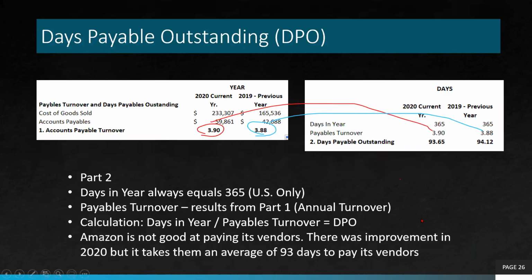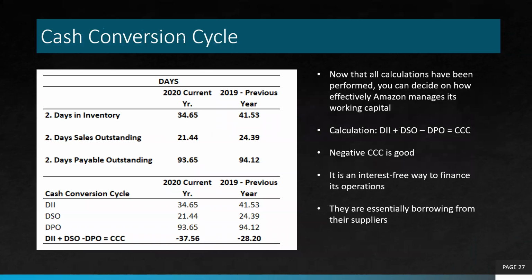So this is exactly everything that we've just gone through. So now we want to look at all of our results in one sheet. So I take my days in inventory and I'm comparing this over 2 years, the days sales outstanding and the days payable, to calculate the cash conversion cycle. And the calculation is the DII plus DSO minus DPO, days in inventory plus days sales outstanding minus days payable outstanding. And that will give you the cash conversion cycle of a company.